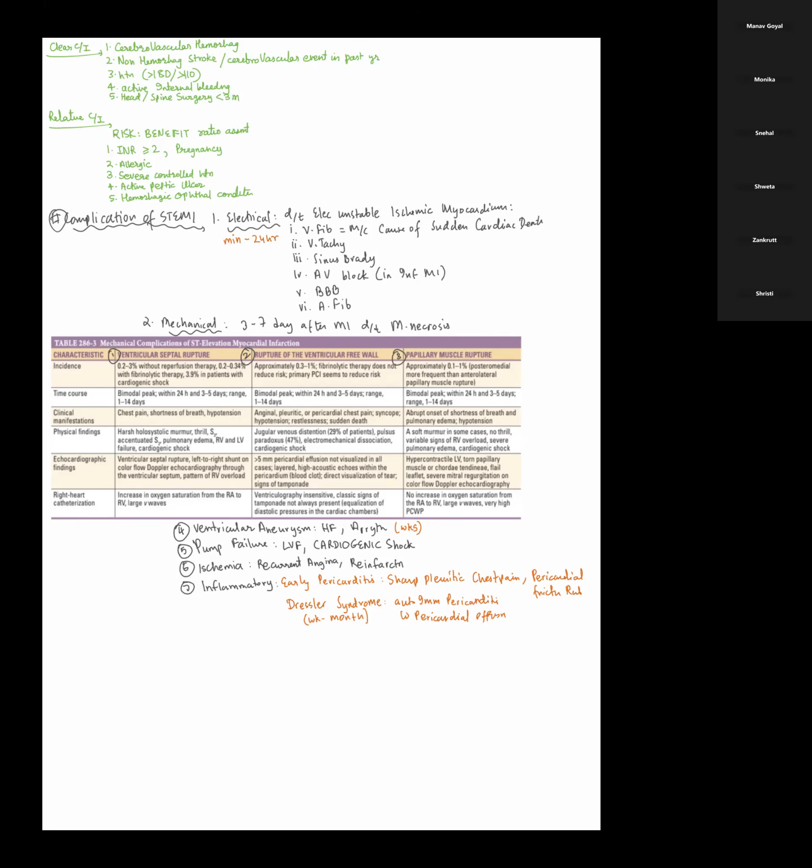And echo findings can be hypercontractile LV, torn papillary muscle or chordae tendineae, and severe mitral regurgitation can be seen on color flow Doppler. And next is ventricular aneurysm, which may present as heart failure or arrhythmias. And pump failure can present like cardiogenic shock. And next is ischemia, which presents as recurrent angina or infarction.